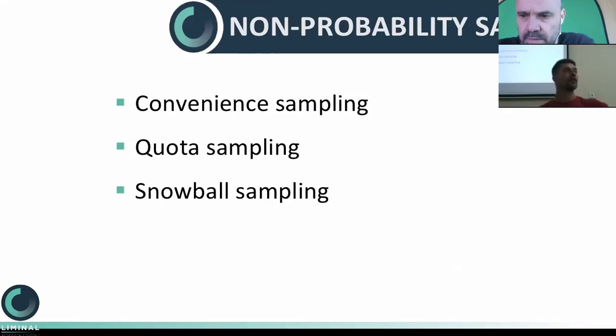Yeah. Question? About purposive? The question is purposive sampling. Purposive sampling, they use that for quota sampling also. Okay, quota sampling. So you say this quota, this is what you want to get.